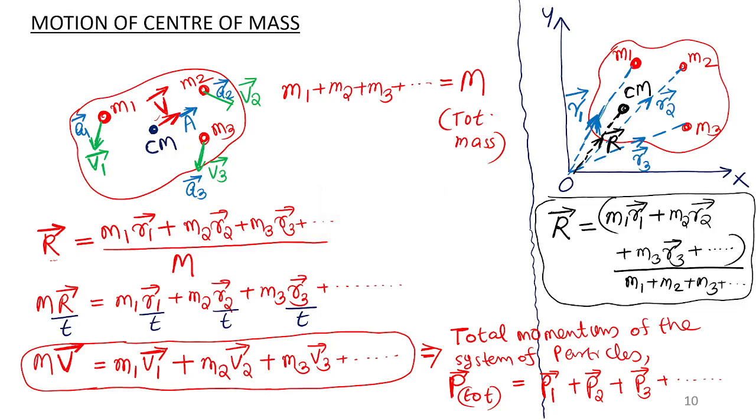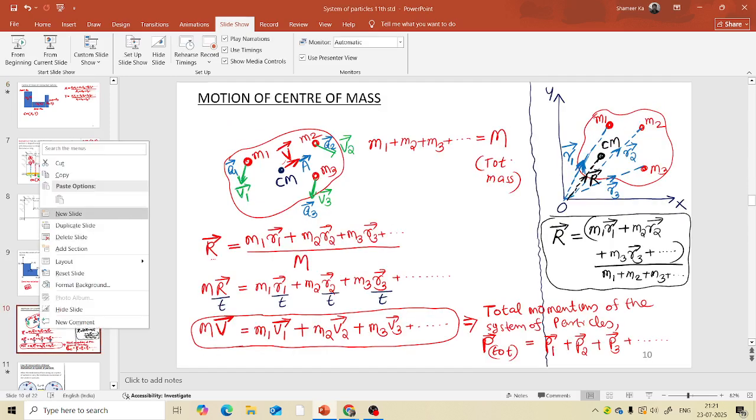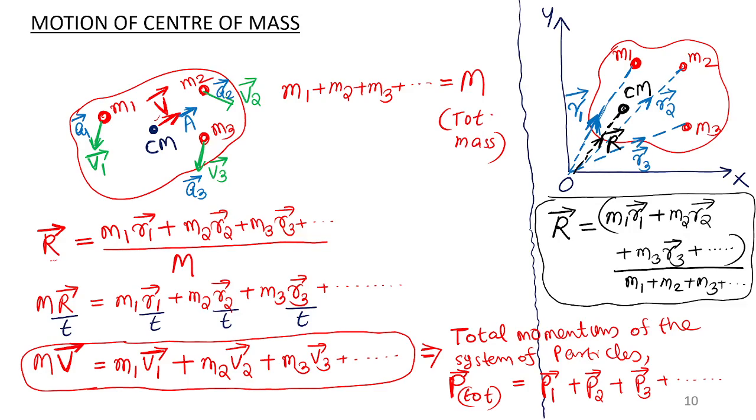One minute, let me make a blank page. My next objective is to find at what acceleration the body is moving, the net acceleration. We have the formula mv equal to m1 v1 plus m2 v2 plus m3 v3. Remember this formula, and I want acceleration also.